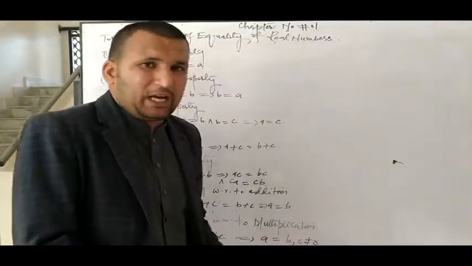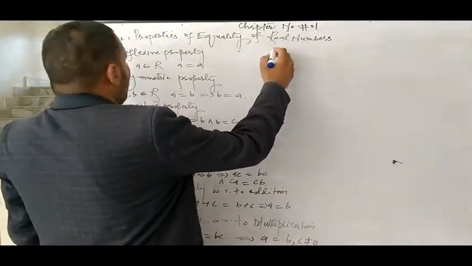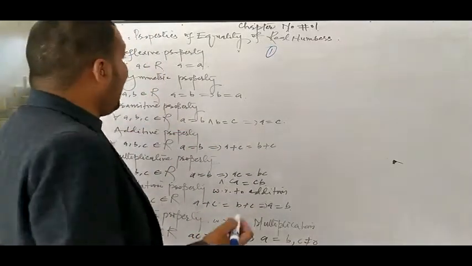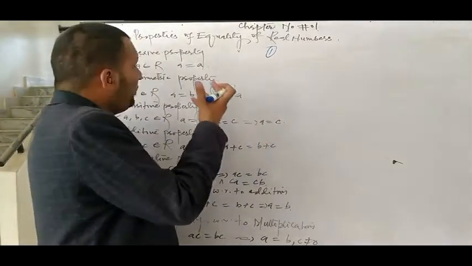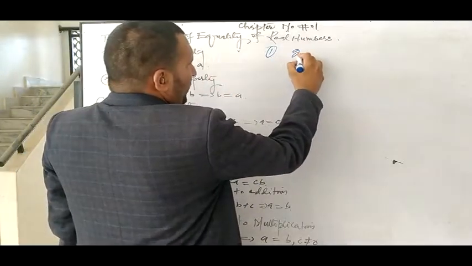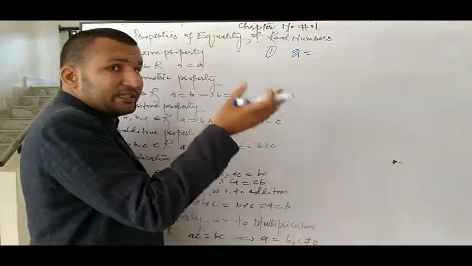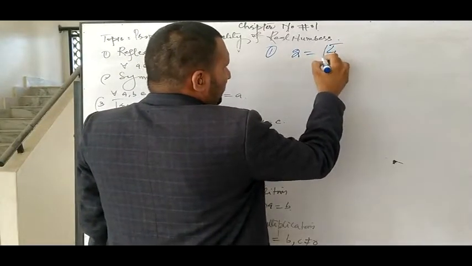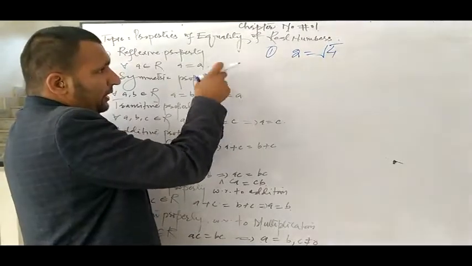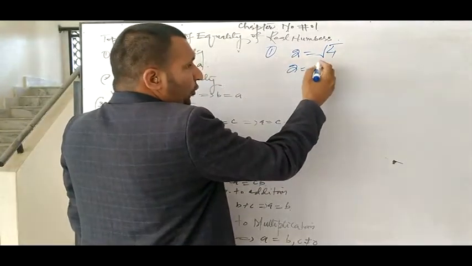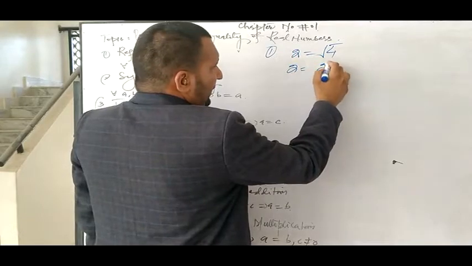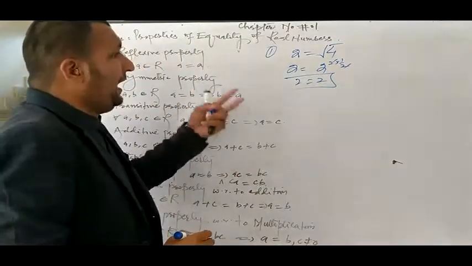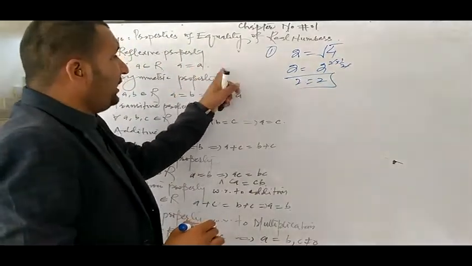Again, we take examples of every property. Number 1, the reflexive property. For all a belongs to real numbers, a is equal to a, where a means any value from the real numbers. Let's suppose 2 is equal to 2. We can also write 2 is equal to the square root of 4, which is equal to 2. If we take any different value from the real numbers, the answer is equal.